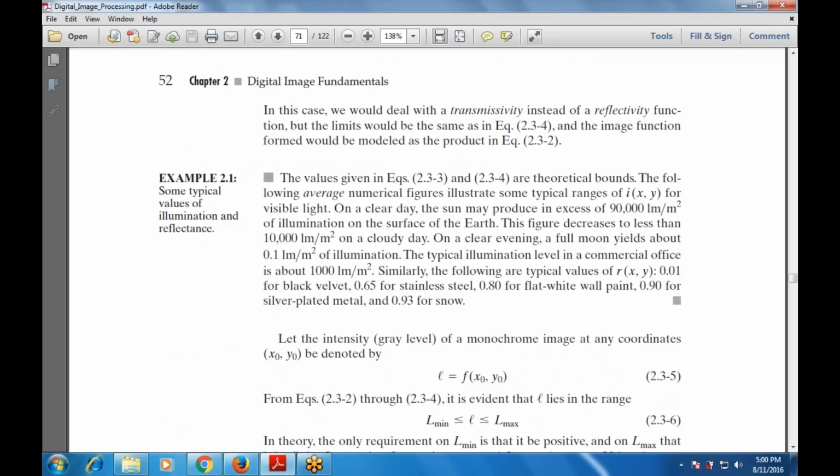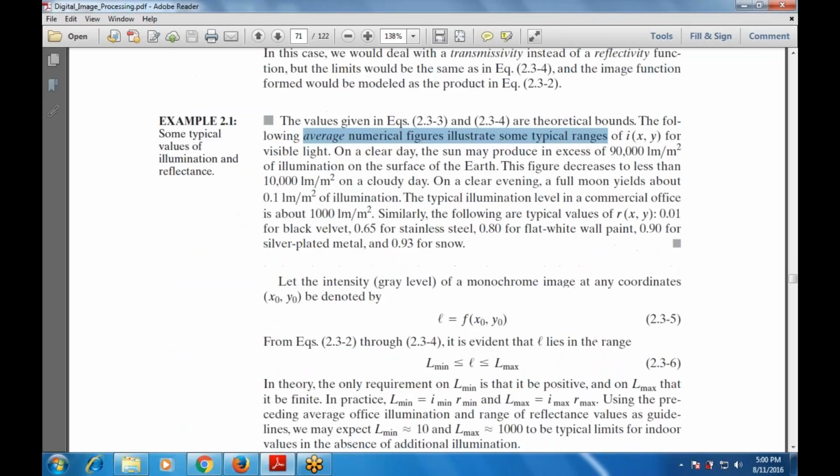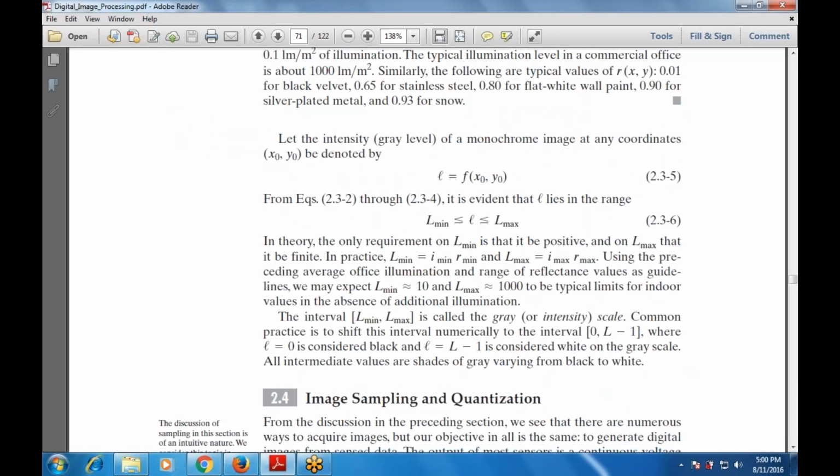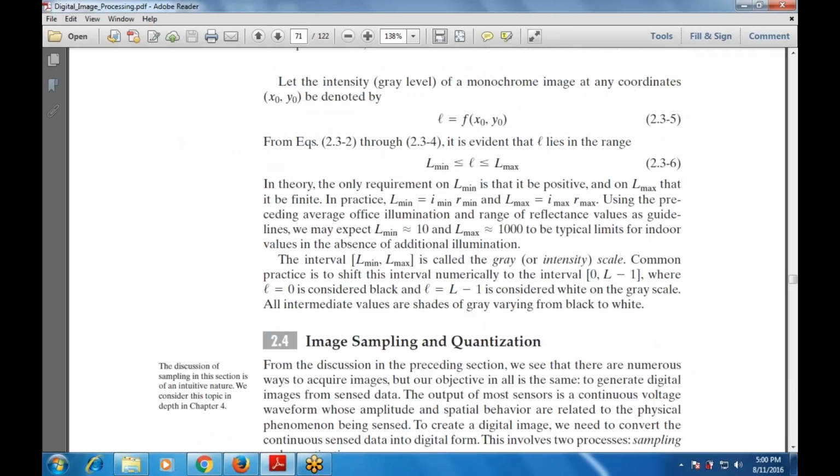The following figure illustrates some typical ranges of i(x,y) for visible light. There is L equals f(x0,y0), ranging from the minimum to the maximum.